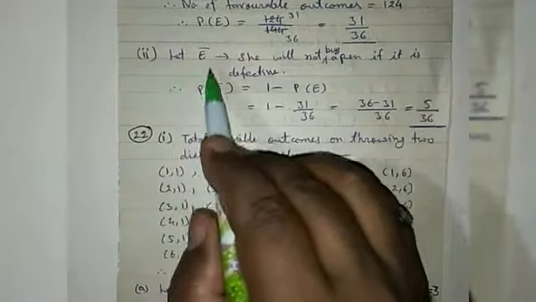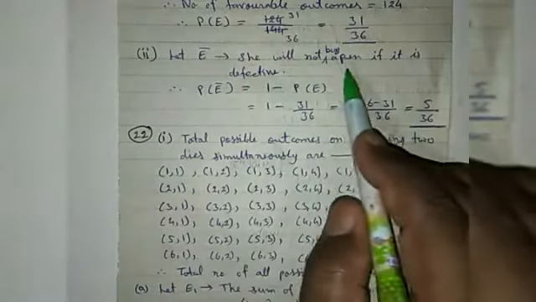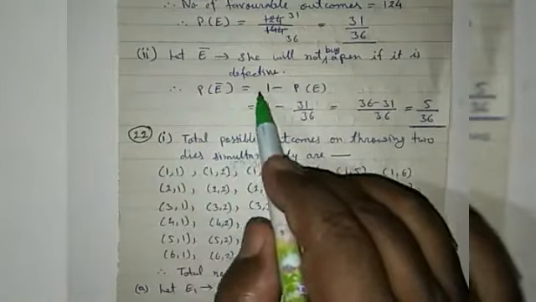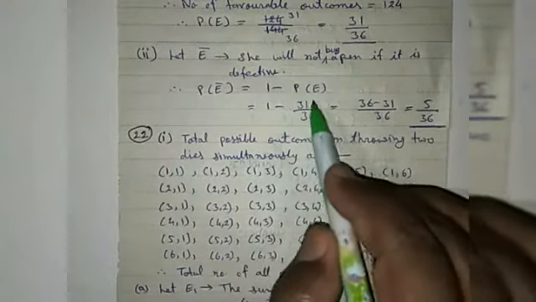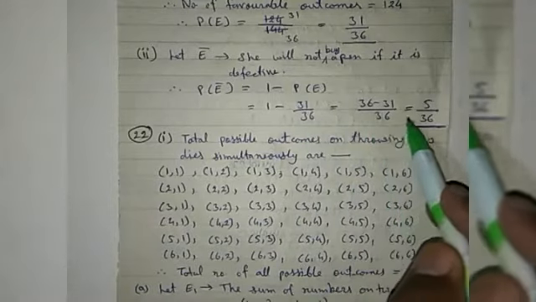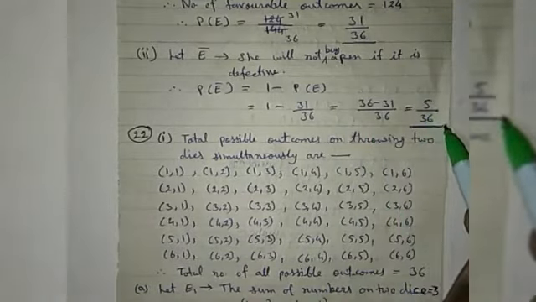Second part, let E bar be the event that she will not buy a pen if it is defective. Hence, P(E bar) equals 1 minus P(E), that is equal to 1 minus 31 upon 36, which will give 36 minus 31 upon 36, which is equal to 5 upon 36.